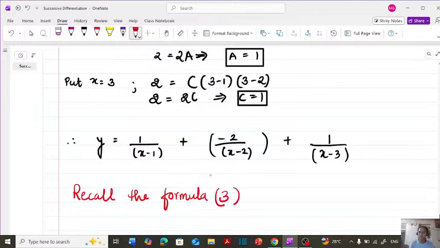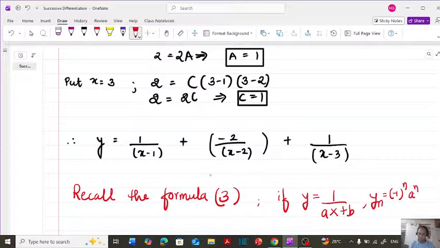So if y is equals to 1 over ax plus b, yn has minus 1 to the power n, a to the power n, and then what else do you have? N factorial over ax plus b to the power n plus 1. This is a very popular formula. You can remember this also, and you can solve.